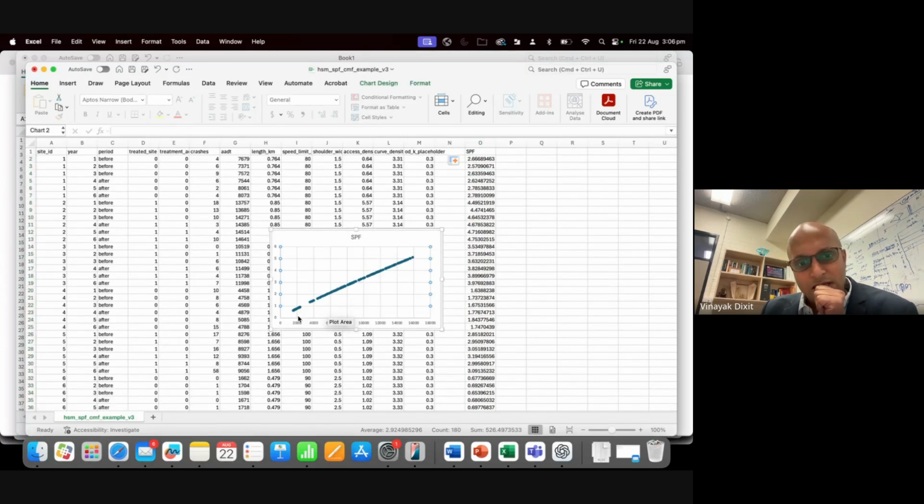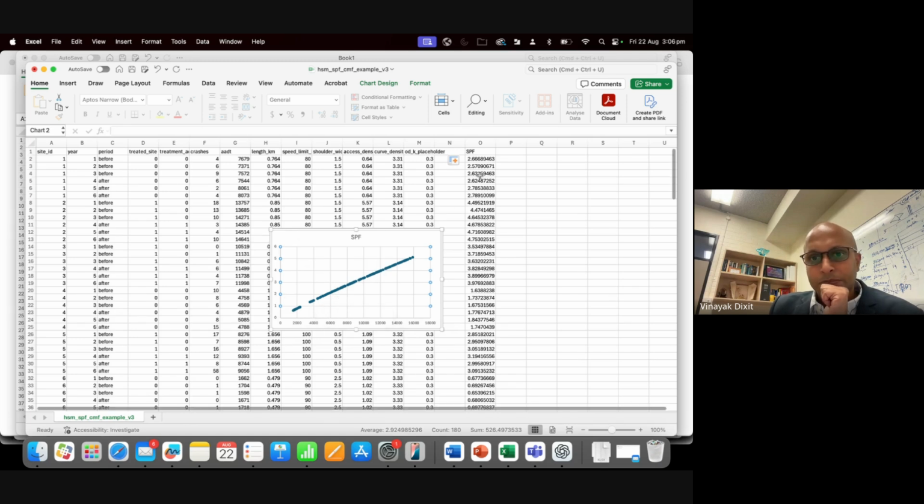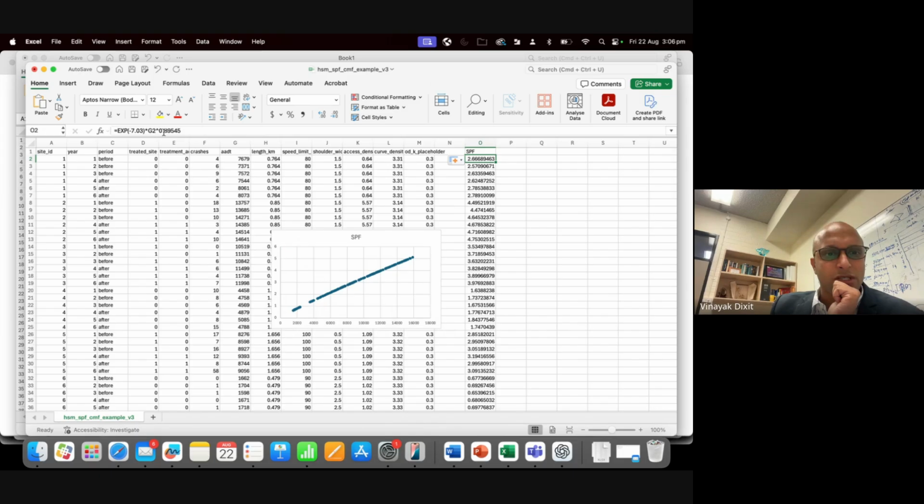So this is basically the safety performance function. It is telling you that for each AADT, what is the number of crashes that's going to be. And what you'll notice is that it is curving down a little bit. This is looking straight, but it's curving down, okay, because this is close to 1.